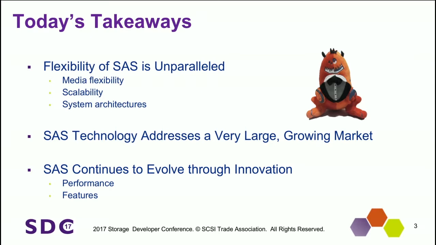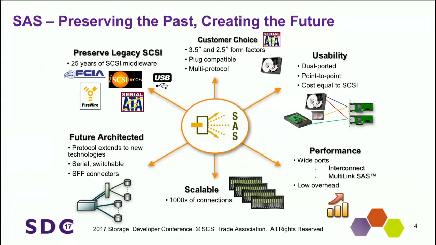Again, it addresses a large growing market. It's not going away, and it continues to evolve and add new features. SCSI is a very feature-rich protocol. So let's look at where it's been. SCSI started out as an asynchronous parallel interface, 8 bits wide, and grew wider and wider, but at some point the width was not really helping things. It went to a serial interface back around 2001.